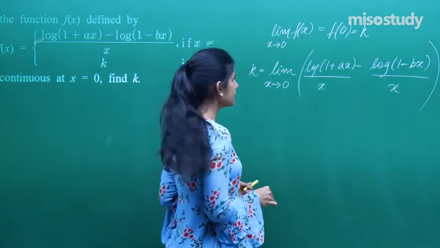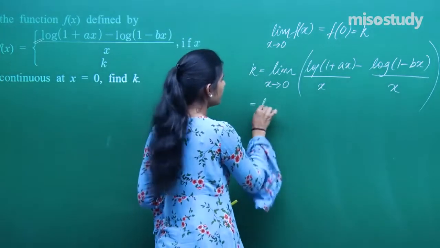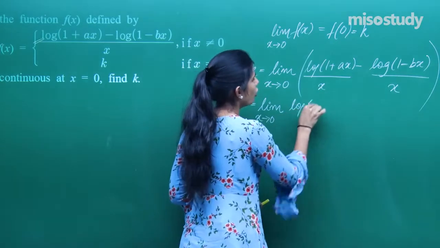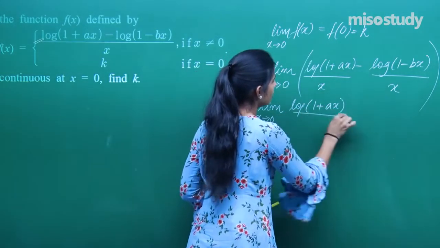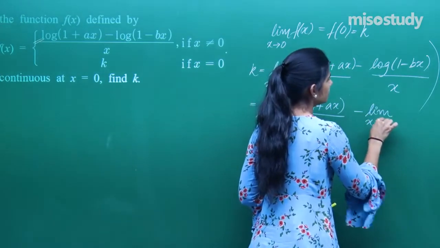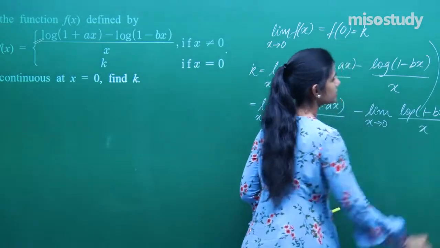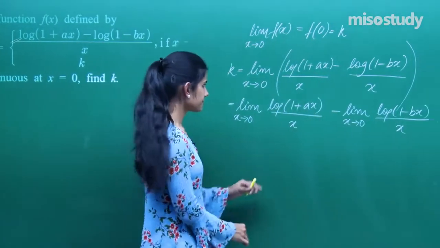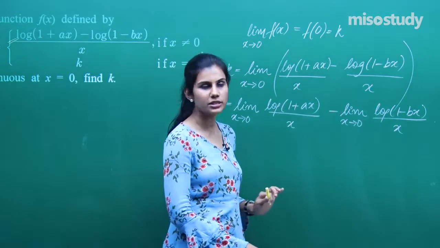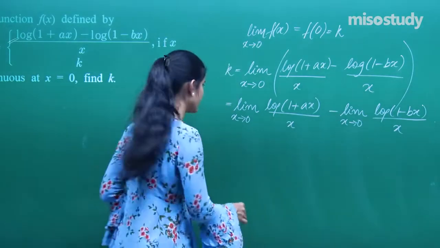Now what I can do is distribute the limit on both these individual functions. Why I am doing that will be clear to you in a while. This is limit x tends to 0, log of 1 plus ax whole upon x, minus limit x tends to 0, log of 1 minus bx whole upon x. Right? Limit of the difference of two functions is the difference of the limits of those two individual functions, provided these two limits exist. I am sure they exist, you will notice in a while.